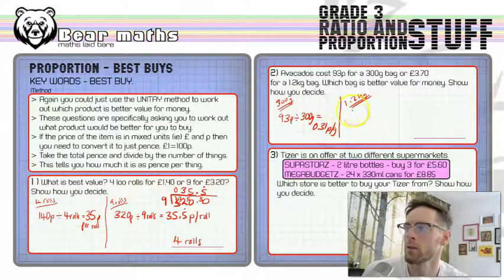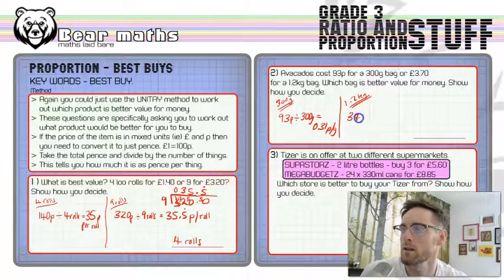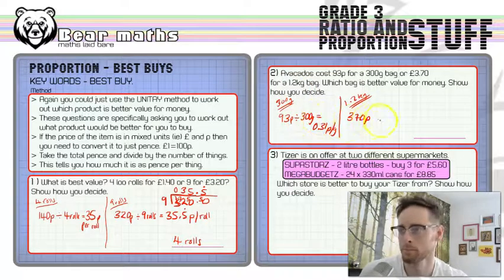All right. Let's see what the other one gives us. So this one we've got to do the conversion of the money, so 370p. And we also have to do the conversion of the kilograms into grams, because we've got to work it out in the same units as what we worked this one out in. I mean, we could have worked that one out in kilograms, but it's easier to work out in grams, I think.